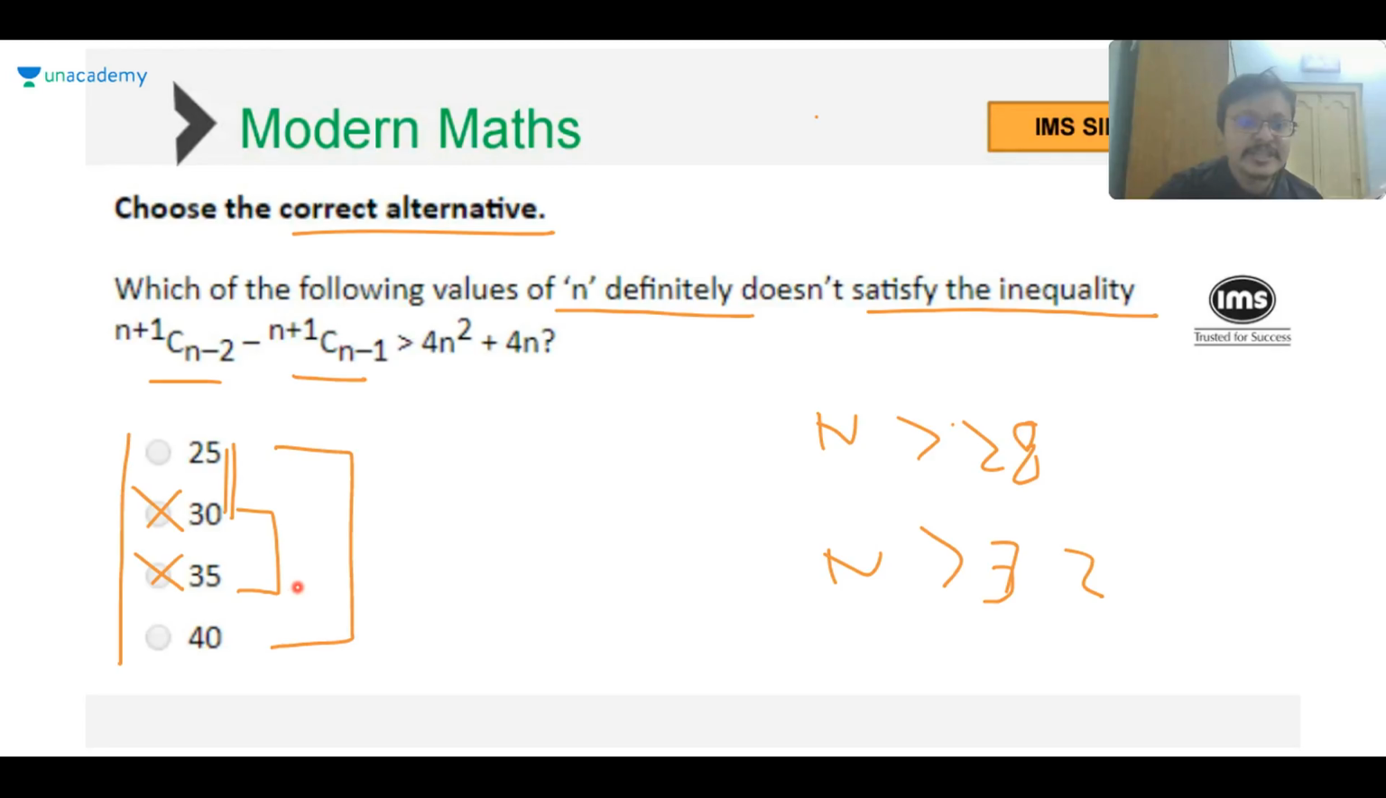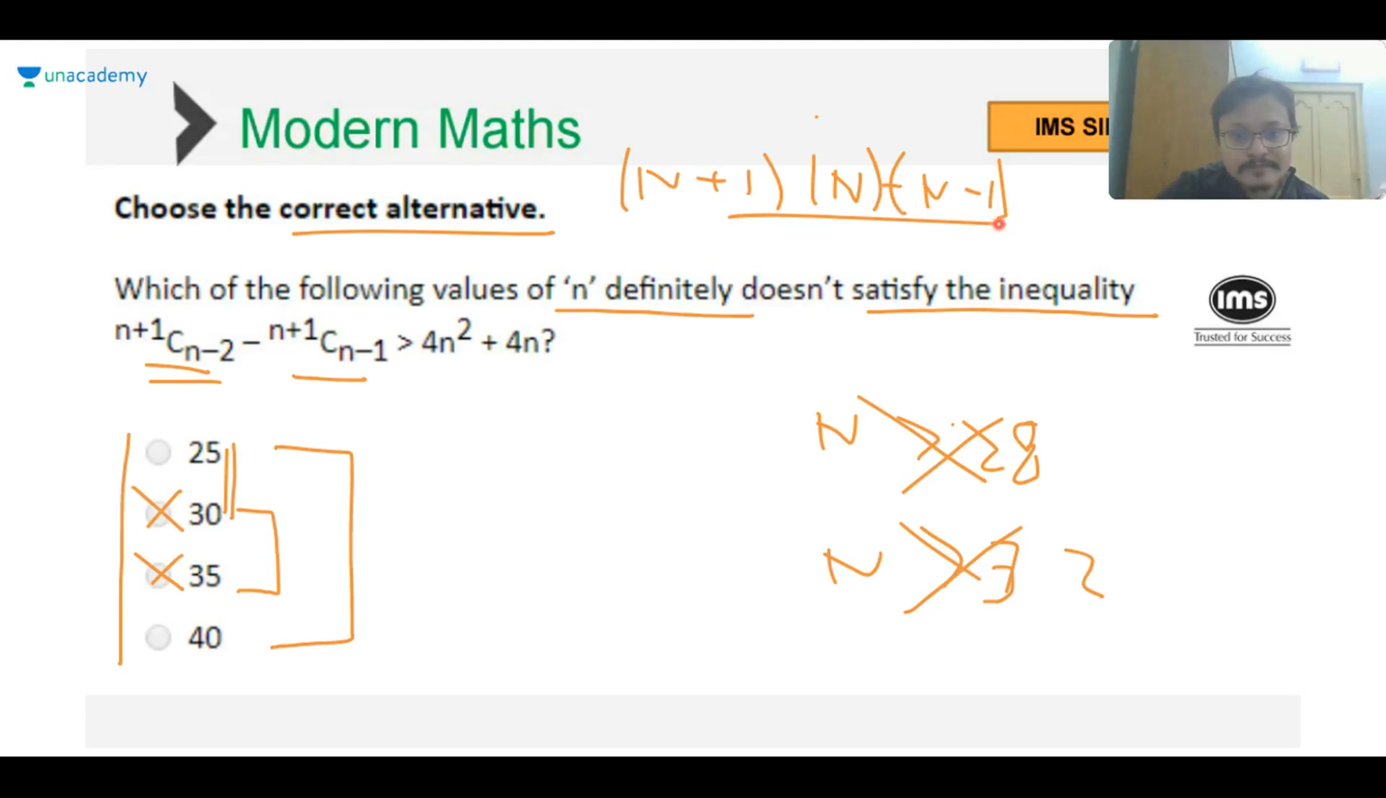So now the question is 25 correct or is 40 correct? Don't waste time in inequalities. Simply look at this number. This number is the product of three numbers, correct? This number is the product of three numbers. That is, this is of the form n cube minus n square is greater than 4n square plus 4n.